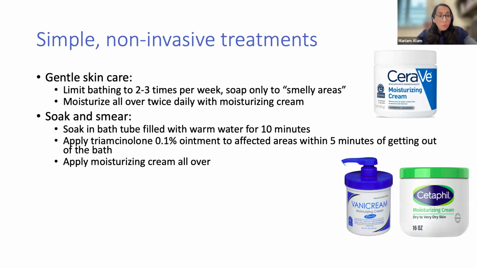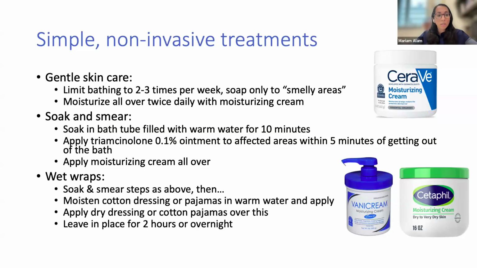And then we often will recommend what we call soak and smear. With this, we have a patient soak in a bathtub filled with warm water for 10 minutes. And then immediately after they get out, just pat dry, and then take triamcinolone ointment and rub it all over the affected areas of itch. And then on top of that, put moisturizing cream all over. Basically that works because after you're in the bath, the pores are open a little bit, the medication gets in a little bit faster, and the moisturizing cream and the triamcinolone will lock in the moisture from the bath as well. And so that can work super well for itch and moisturizing in general.